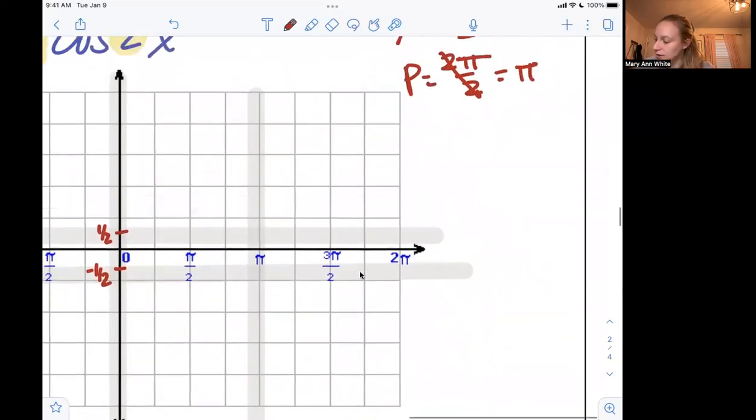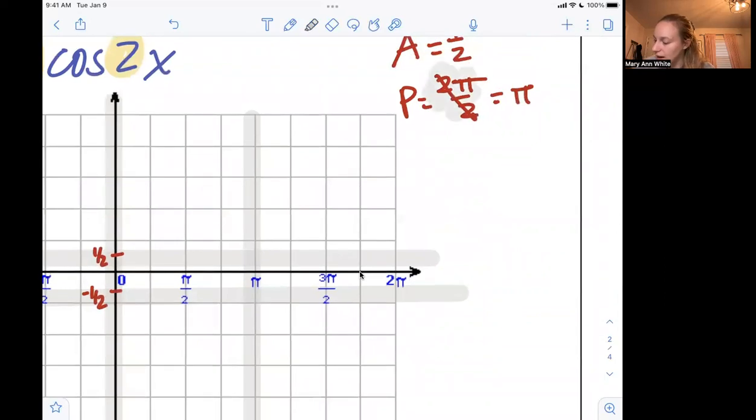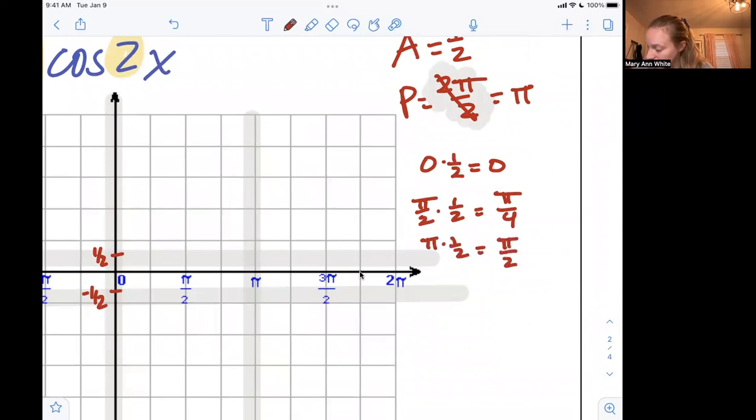In order to get my new period, I divided 2 pi by 2. So that means I'm going to take all my quadrant angles and divide them by 2. So 0 divided by 2 or times 1/2. Pi over 2 divided by 2 or times 1/2. Pi divided by 2 or times 1/2. 3 pi over 2 times 1/2 or divided by 2. And then last, 2 pi divided by 2 or times 1/2.